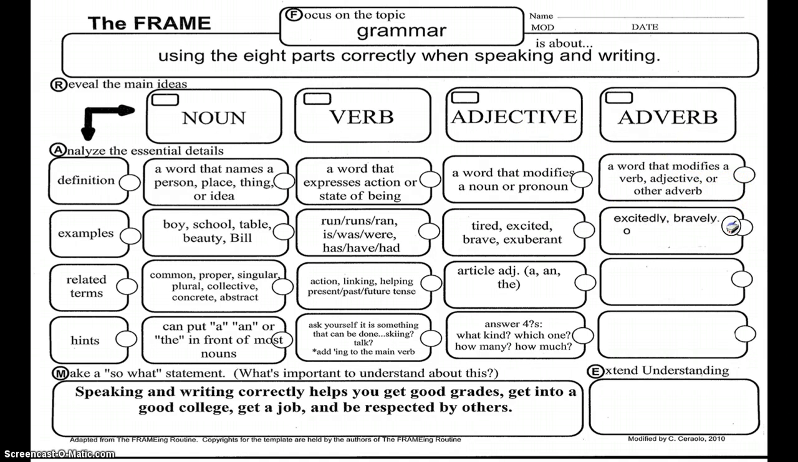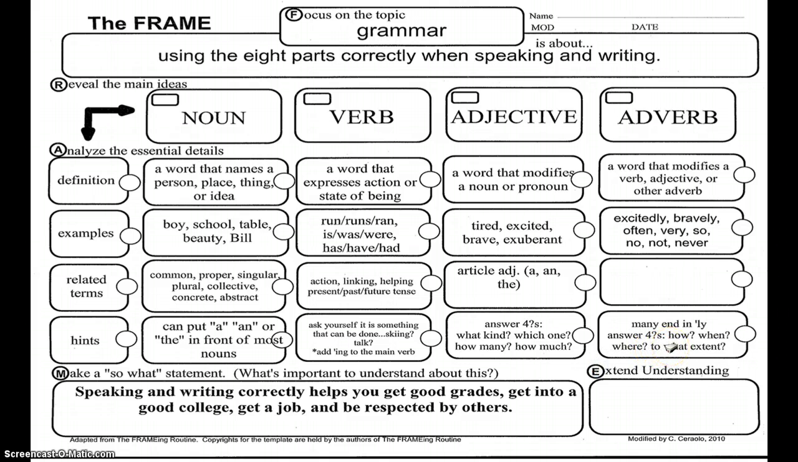So some examples that we had to come up with. We said excitedly, bravely, tells how you would do something. How did you run into the room? He ran excitedly. How did he fight? He fought bravely. When did he fight? Often. And so these were some of our adverbs that we came up with. And there were no related terms. We're not going to really get into adverbs too much, other than recognizing that many of them end in ly, not all, and that we also have some questions that can help us recognize our adverbs.